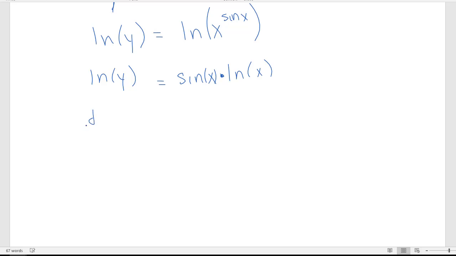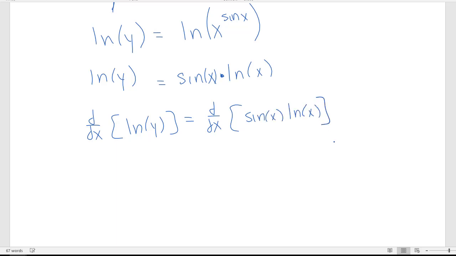So I'm going to differentiate the left-hand side, and I'm going to differentiate the right-hand side. Okay, now on the right-hand side, all of the variables I have are x's, and the variable I'm differentiating is x. So this is just a standard product rule. Derivative of the first times the second plus first times derivative of the second.